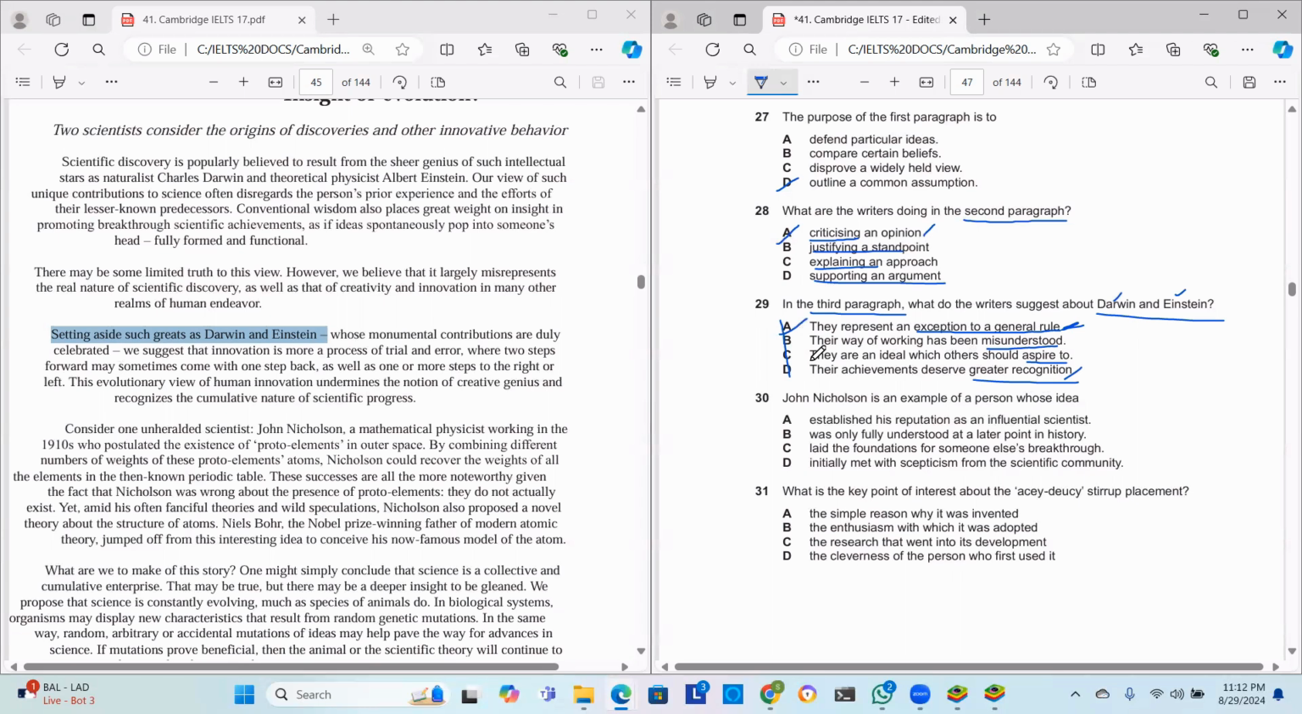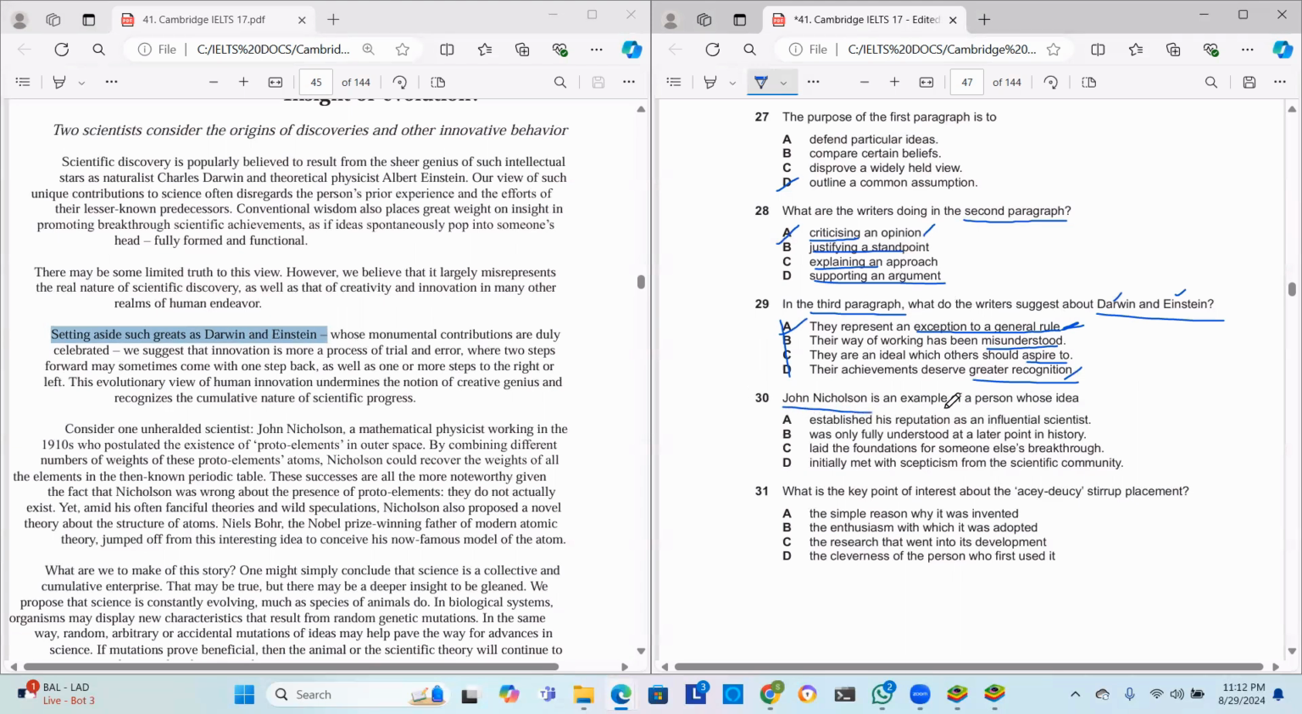Okay, 29. This is also easy, guys, because B, C, D are clearly wrong according to the passage. So obviously, A is the only option that is close enough. They represent an exception to a general rule. Yes. What is that exception? These guys, Darwin and Einstein. Right. Let's read the next one.